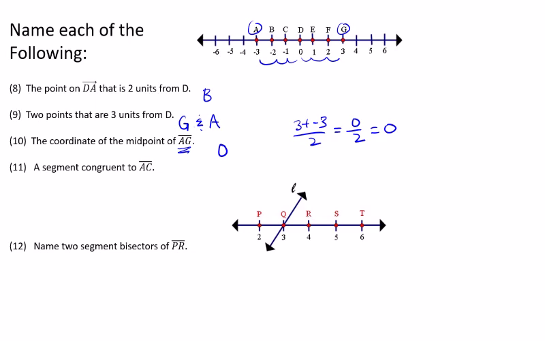All right, number 11, a segment congruent to segment AC. So segment AC is 2 units. We can see that visually, or -1 minus -3 would be 2 as well. So we want something that's congruent to AC. Any segment that's 2 units would be congruent. So we could do DF, we could do EG, there's a lot of different possibilities there. So I'll just say segment DF.